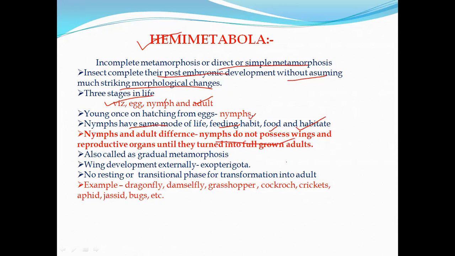In case of the nymph, wings are not present, but in the adult there are wings. Also, the reproductive organs are not fully developed in the nymph, but in the adult the reproductive organs are present when they turn into the full grown adult. Okay, these are the major differences between the nymph and adult.